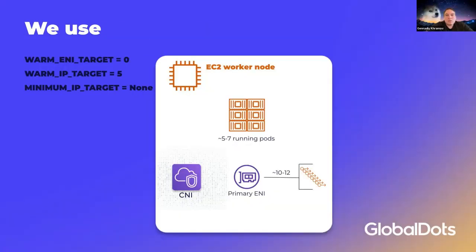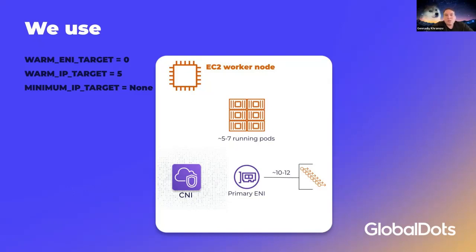So what we used and what we decided to use: we discussed and decided that we have very low churn, and we know the behavior of our clusters and our workload, so we don't need additional ENIs at all. And we don't need to use minimum IP target, or we can set it equal to warm IP target. It's okay for us. So we use parameters like on the slide.